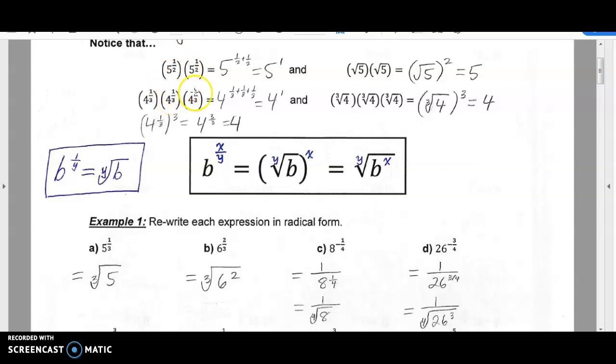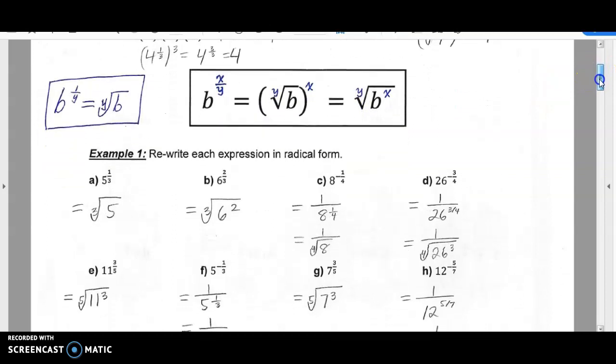The other part here, just to remember, a quick recap: when we are multiplying with the same base like we are here, you add the exponents. So we're taking the power of a half, adding them. Half plus a half is 1. Same thing here, a third plus a third plus a third is 1. So it's the same thing as 4 to the power of 1. Just a quick recap on that.